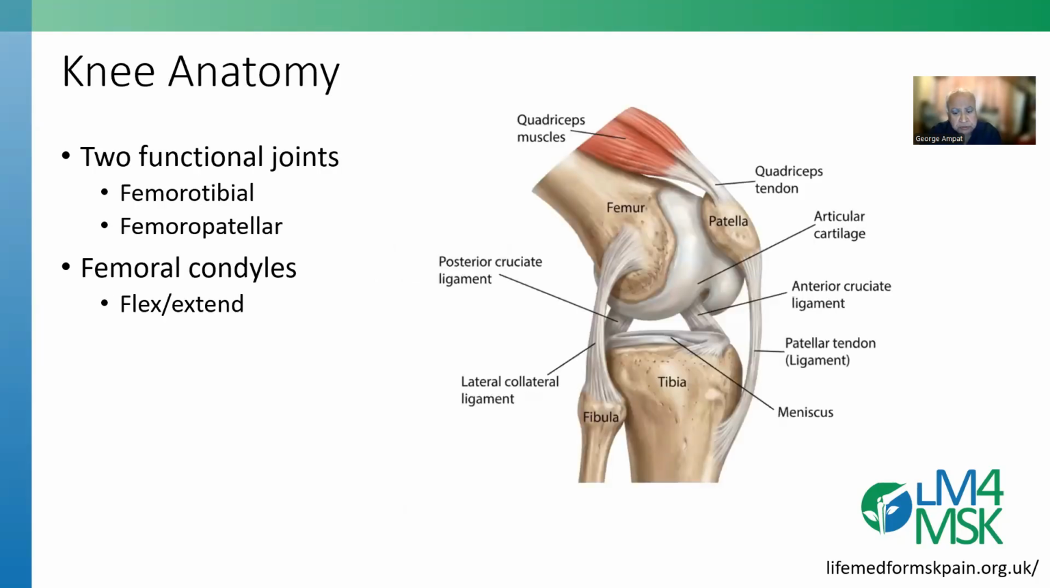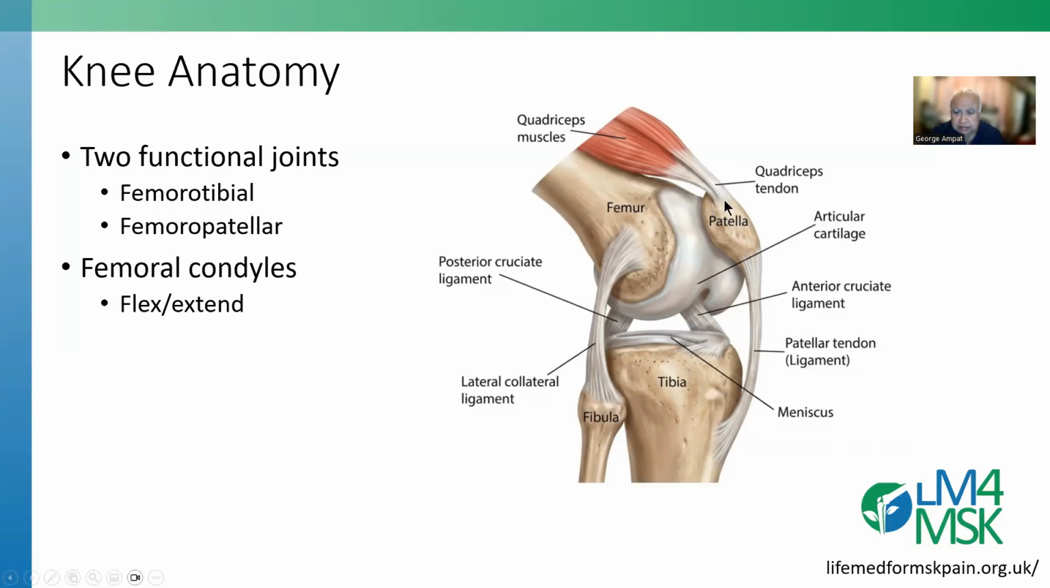So the knee joint, there are two functional joints. This is the lower end of the thigh bone, or the femur. This is the upper end of the shin bone, the tibia. And this joint is the main femorotibial joint. And there is one more joint, between the kneecap and the front of the femur. The patella is a sesamoid bone, that is a bone within the ligament, the patellar ligament.